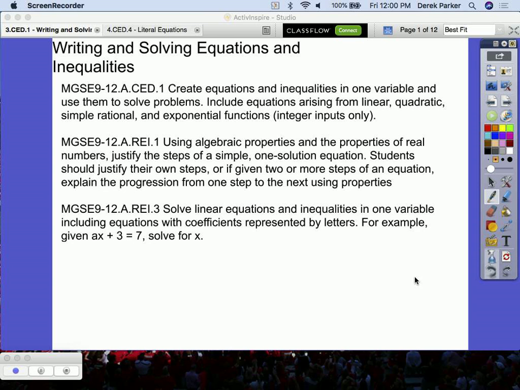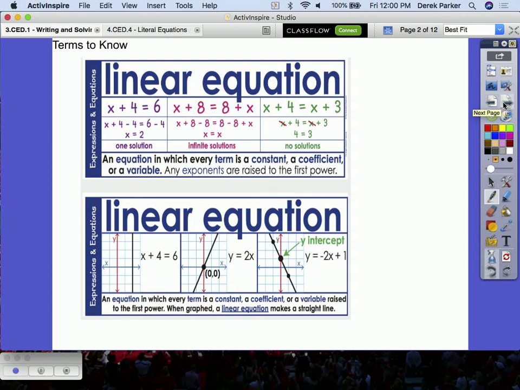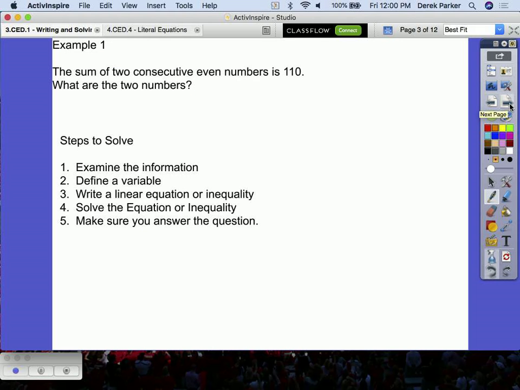In this lesson, you're going to learn how to write and solve equations and inequalities. A linear equation is an equation in which every term is a constant, a coefficient, or a variable. The sum of two consecutive even numbers is 110. What are the two numbers? Your first step is to examine the information, define a variable, write the equation, and solve.